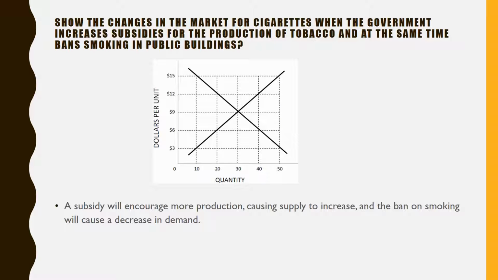Okay, show the changes in the market for cigarettes when the government increases subsidies for the production of tobacco and at the same time bans smoking in public buildings. Okay, a subsidy encourages production and it'll cause our supply to increase. So we'll shift that curve out this way. And now let's look at our ban on smoking. That will cause a decrease in demand. So we have one curve shift out and our demand curve will shift in. And so our equilibrium will be down here at this point.